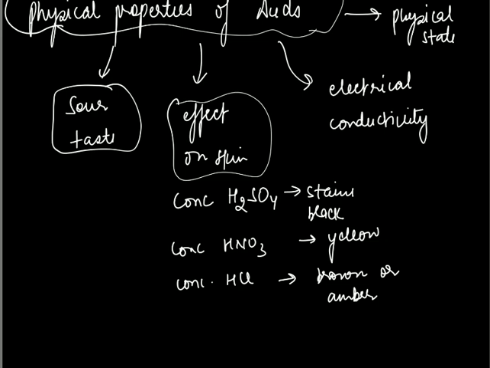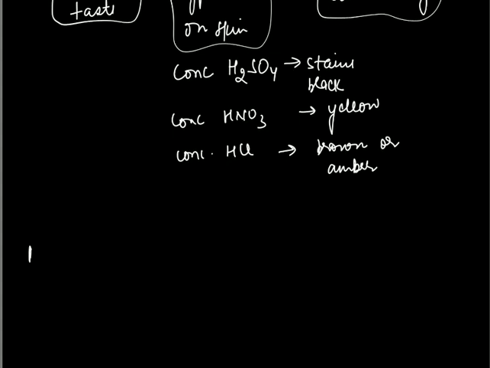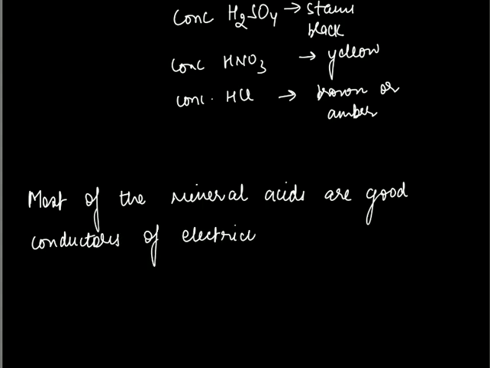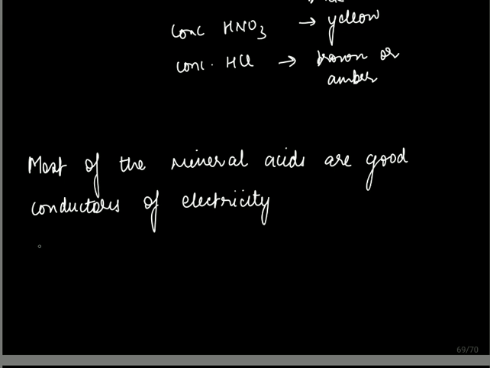Then we have electrical conductivity. Most of the mineral acids are good conductors of electricity. Just like we have strong acids and weak acids, if any strong acid is there, its conductivity will be higher. It will be a good electrolyte. That's what we call good electrolytes or bad electrolytes.